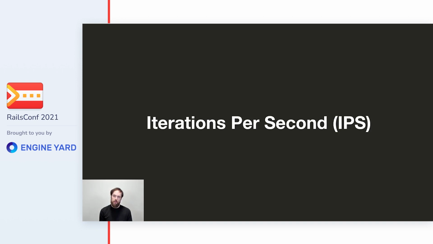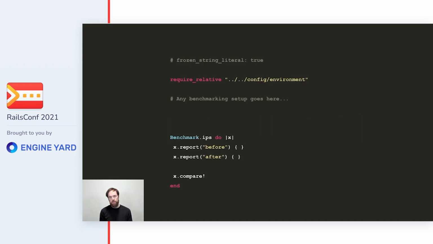Benchmarking is an expansive topic worthy of its own talk, so I'll keep this brief. The IPS in benchmark-ips stands for iterations per second. The gem essentially runs the code blocks you give it as many times as possible and counts how many times the blocks were able to run. If we open the generated script, it looks like this. We can see we're using the benchmark-ips gem to test two code blocks named before and after.